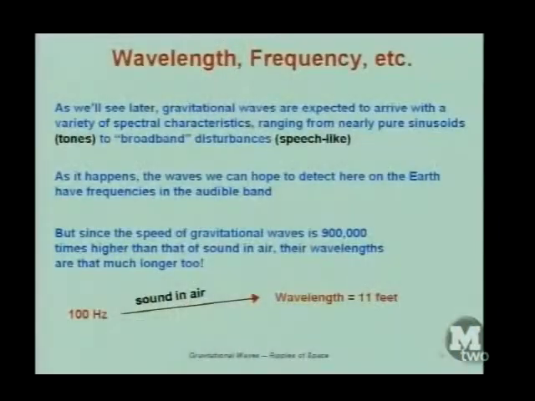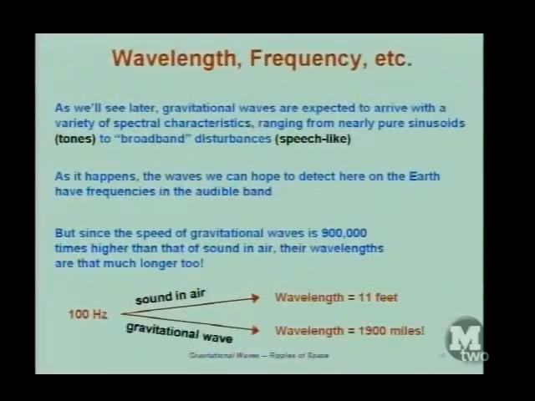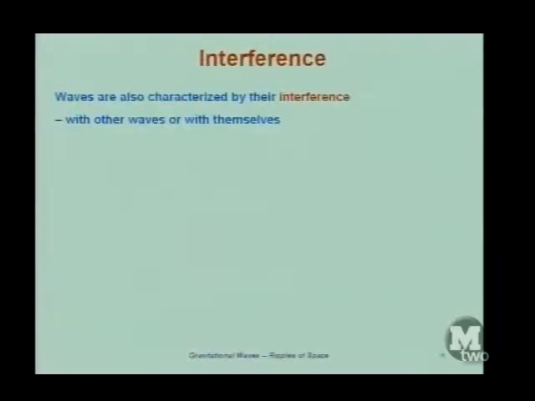So although we have comparable frequencies, the wavelengths are very different. The wavelengths are almost 1 million times longer for gravitational waves at the same frequency than they are for sound waves. So for 100 hertz, sound in air produces a wavelength of about 11 feet. But for a gravitational wave, the wavelength would be almost 2,000 miles.